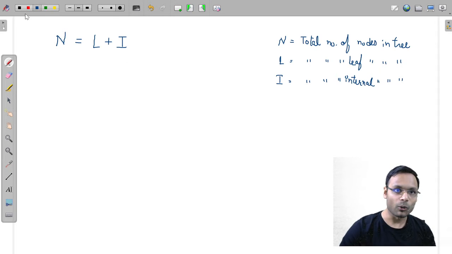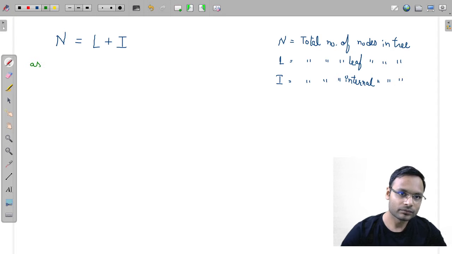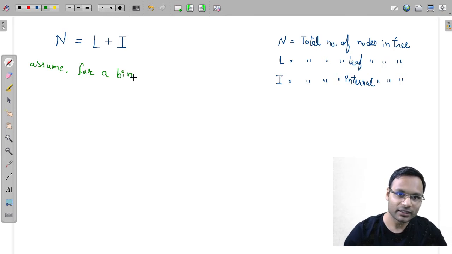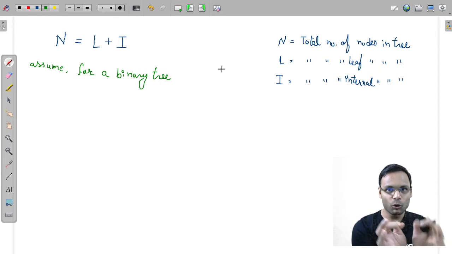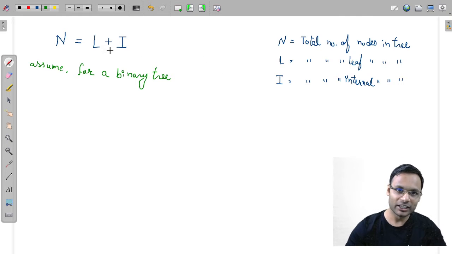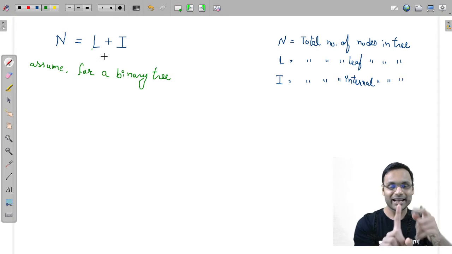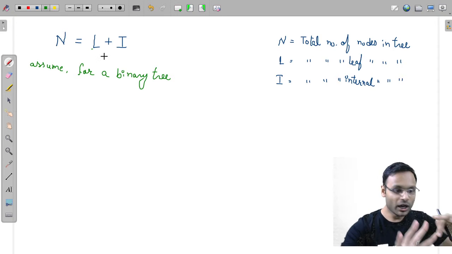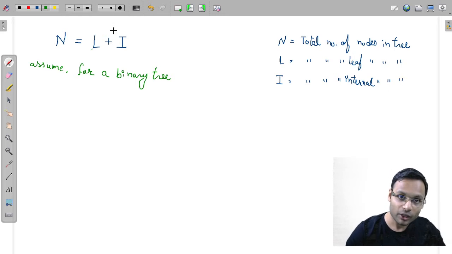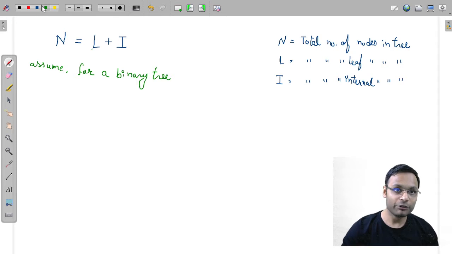Now, assuming we have a binary tree, can you tell me how many children a node can have? A node can have 0 children, which means it's a leaf node. Or a node can have 1 child, it's an internal node. A node can have 2 children, again it's an internal node. So for internal nodes, we have two options.